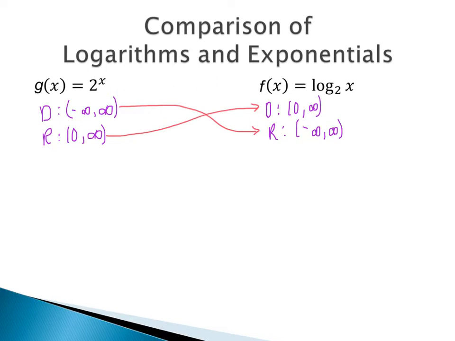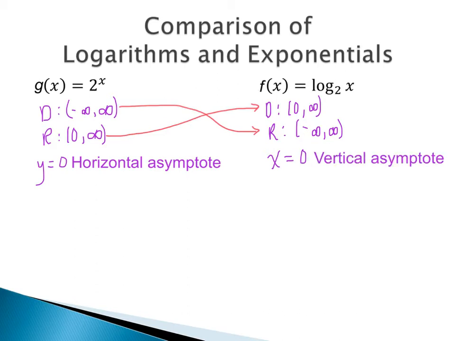Going back to your exponential function, we said that y equals 0 was a horizontal asymptote. Well, switching your x and y, that means that for log base 2 of x, we would have a vertical asymptote at x equal to 0. So x equals 0 being that y-axis. Again, your x and your y switched, so your asymptotes are going to have to switch.